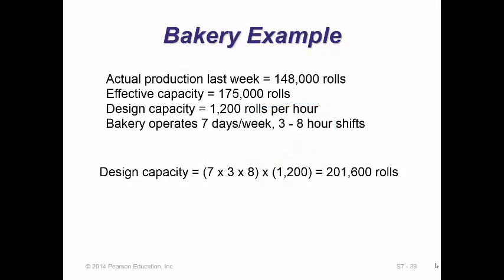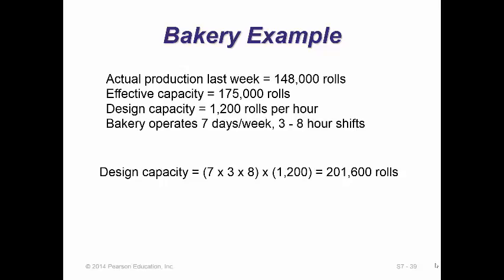It can do 148,000 rolls, so 150,000 basically was, well, that was the production last week, I'm sorry. Effective capacity, they're saying, is 175, but the design capacity is 1,200 rolls per hour, working 7 days a week, 3 8-hour shifts, 200,000. So running full on, and whether it could even make it a week with absolutely no stoppage, it could do 200,000 rolls. So, you compare those three numbers.